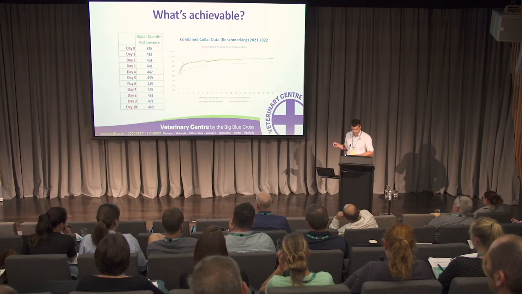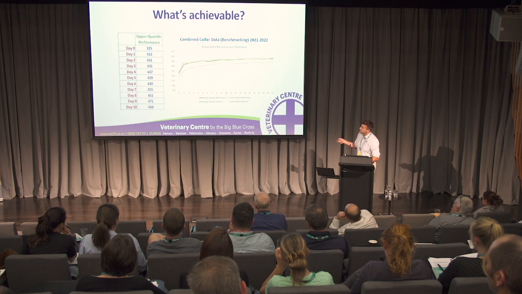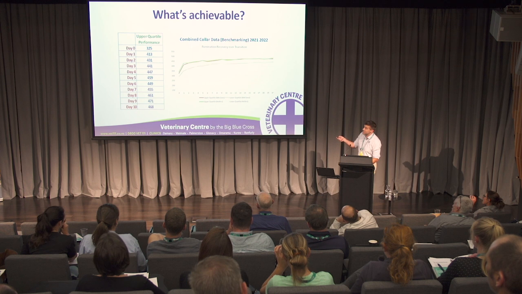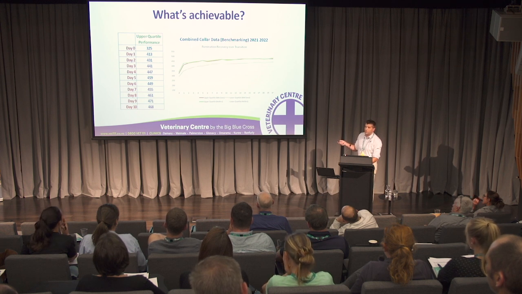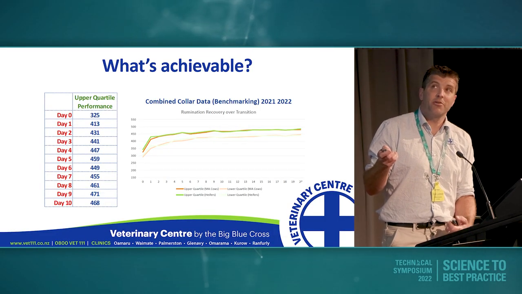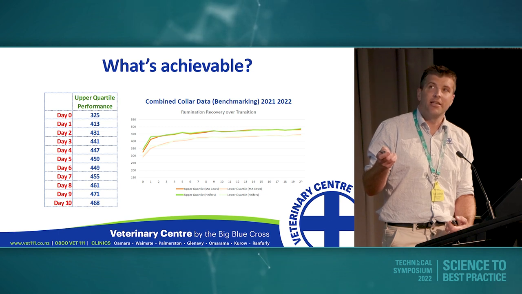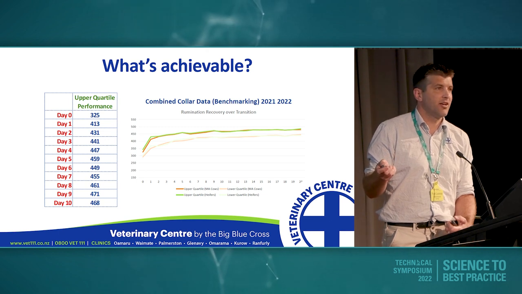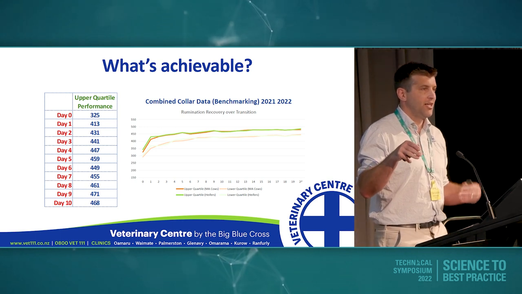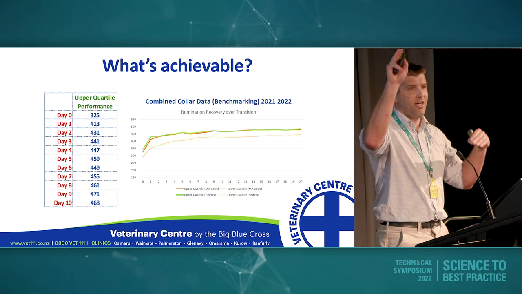Talking to some of the North Islanders, you might have to lower these levels if you're on fully grass only, but we'll talk about fully grass only soon too. So from our season's benchmarking, this was what our upper quartile of farms were achieving. They were hitting day zero rumination rates of 325 minutes, getting up into the 400s by day one, and then basically just accelerating from there. So it is actually quite achievable to hit the ground running by having good spring and rumination rates, climb up and go well.